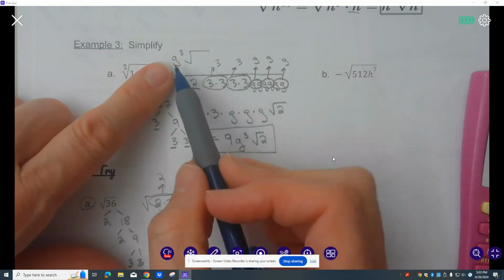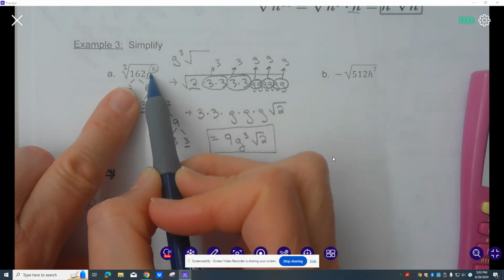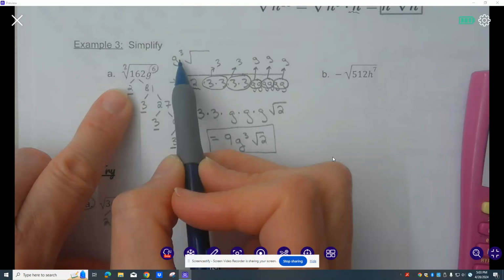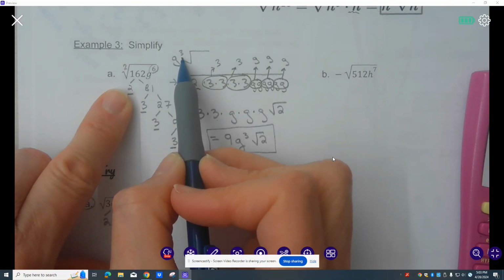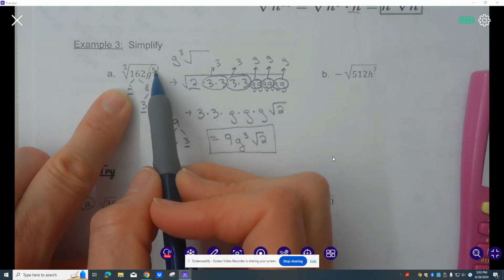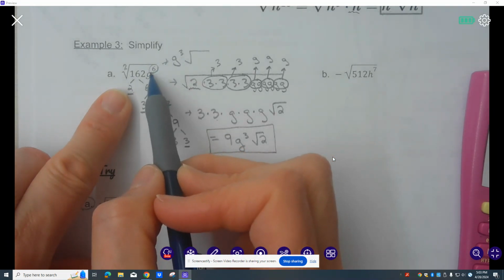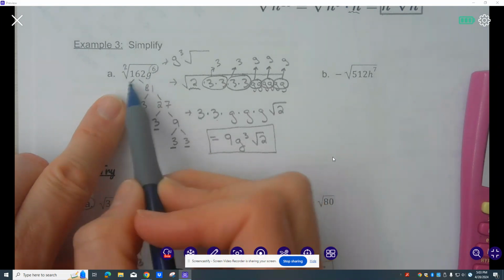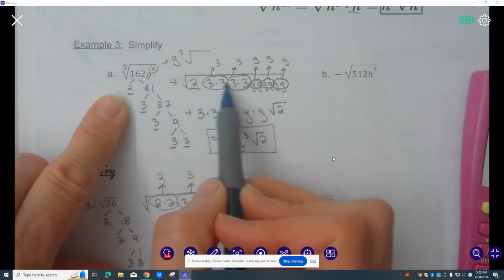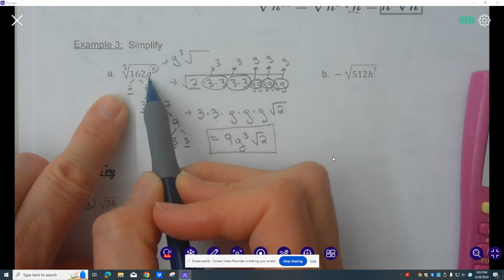So if you go back up to here when I did the shortcut, when I said g to the 6, 6 divided by 2 is g to the third. That's exactly what I ended up having outside the jail. So if you were using the shortcut method, you would go right to this, and then you would still do the jailbreak on your number. You already did your jailbreak on your variable.